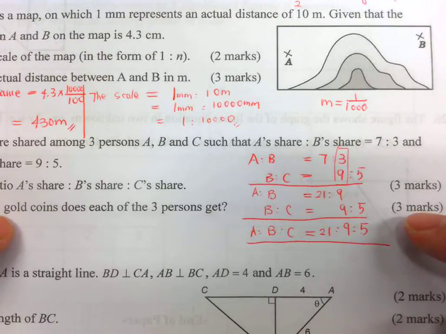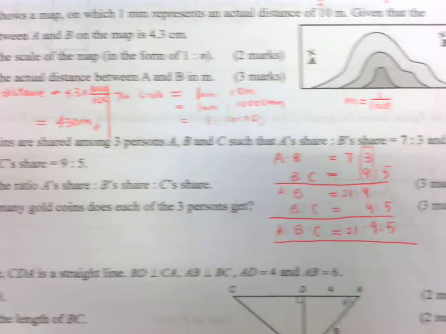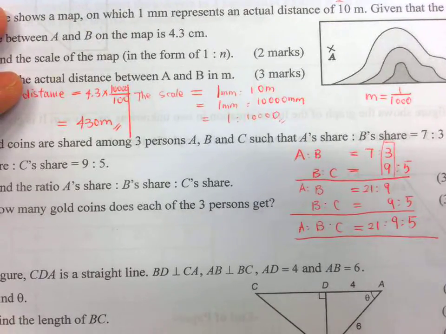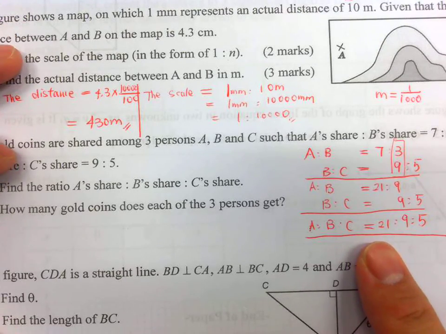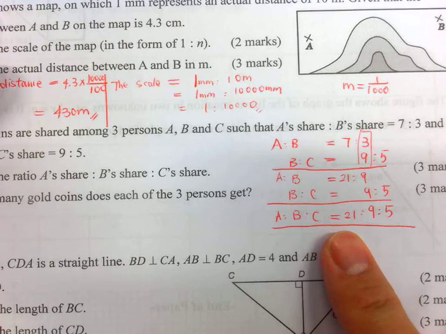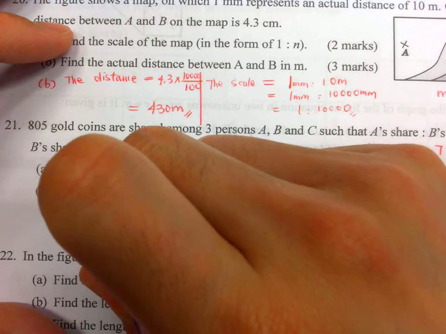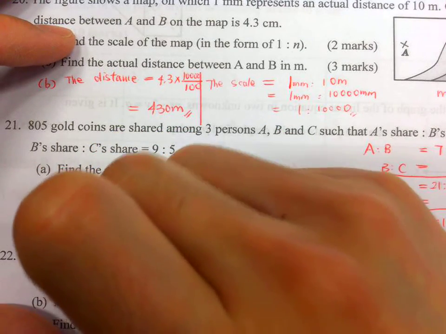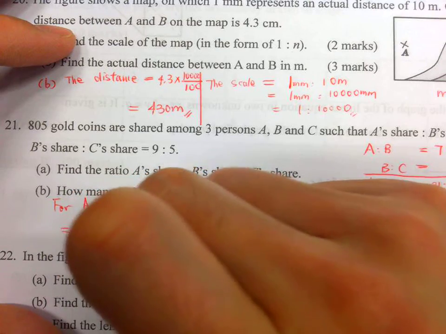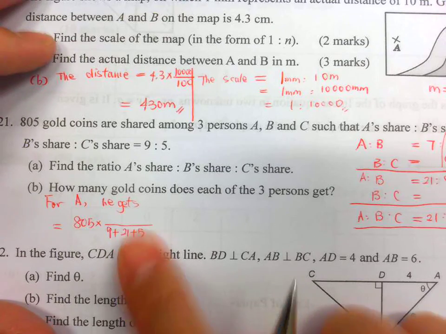And how many coins does each of the 3 persons get? So here, some of you use the K method, some of you just use the normal method, which is faster. So basically, if you divide the total amount into these portions, that means now you will have, for A, the total amount he gets equals 805 times this, and then you find out for A, actually that will be 21.